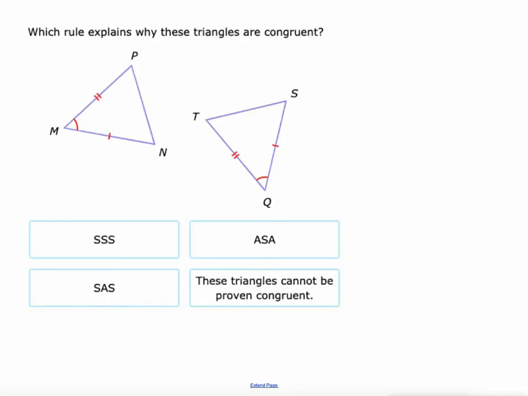All right, what about these 2? If they're congruent, how do we know? Well, we've got this side that's congruent to this side. We have this side that's congruent to this side. And in between them, we have this angle that's congruent to this angle. So we can determine they are congruent by side, angle, side.